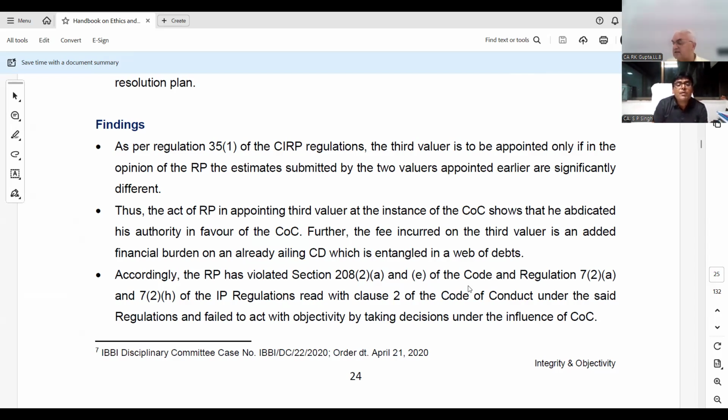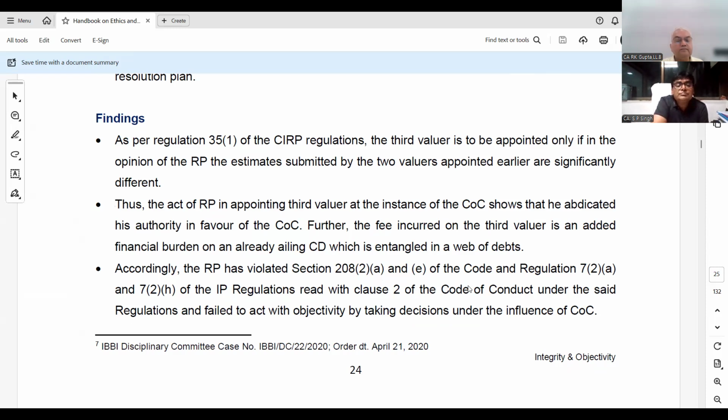So two conditions are there: two estimates are significantly different, or a proposal is received from the COC. This report is an old one, so that is why this point was not taken care of. But as per the latest regulations, even if a proposal is received from the COC for appointment of a third valuer, it can be appointed. Okay? Next.